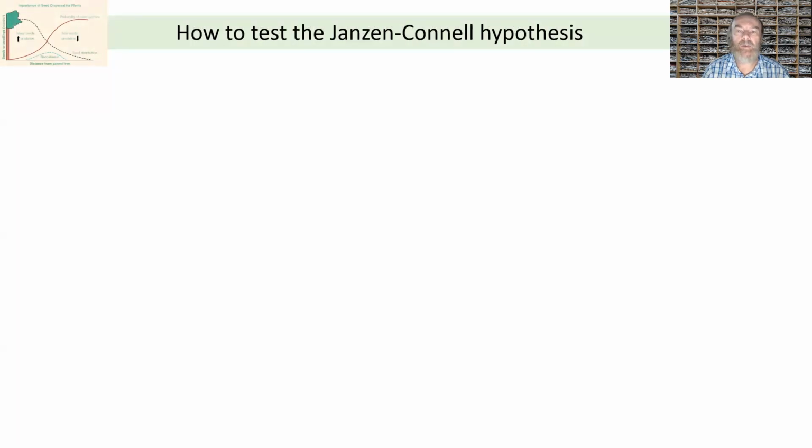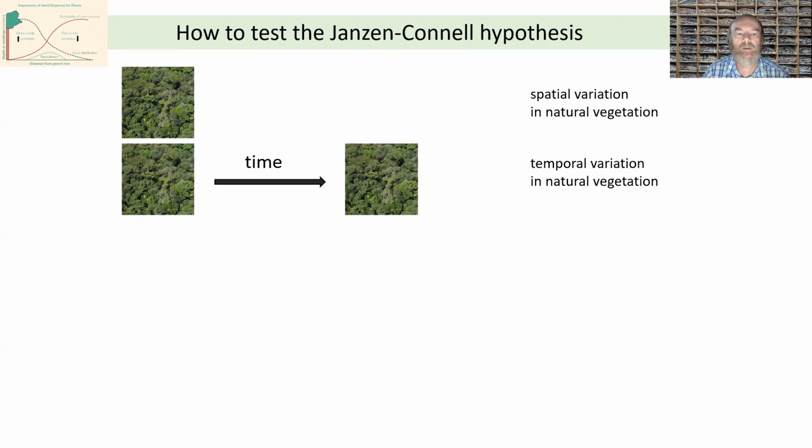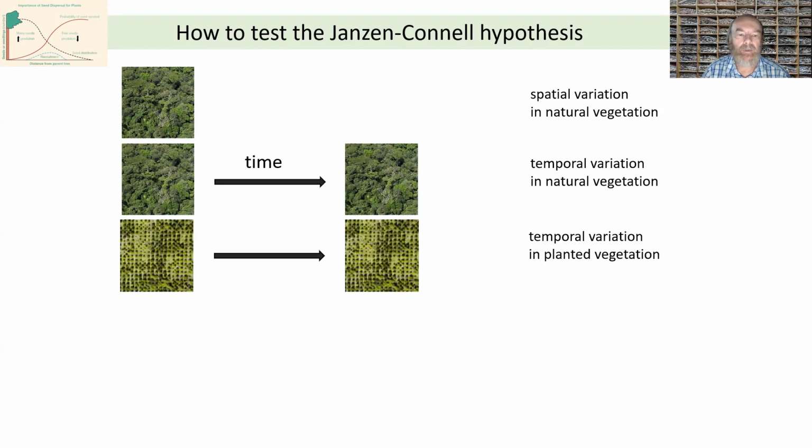So with this hypothesis, how can we test it? How can we simply prove it conclusively and be done with it? Well, we can look at spatial variation in natural vegetation, taking into consideration the age of the plants. We can substitute space for time, or we can actually be patient and look how forests change over time. And that can be on natural vegetation, but we can also plant our own experiments with different plant densities and look at how it works.